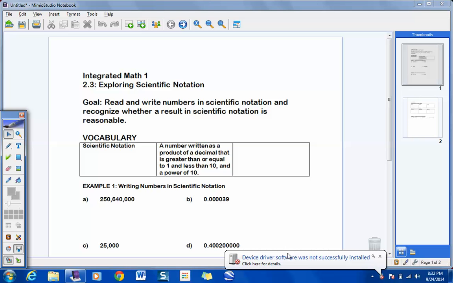But before we can do that, we first of all need to understand what our goal is today and what scientific notation is. So, in 2.3, Exploring Scientific Notation, our goal today is to read and write numbers in scientific notation and recognize whether a result in scientific notation is reasonable. Okay? Does that answer make sense, in other words? So right down here, we've got some vocabulary, and scientific notation is really what we're going to focus on.